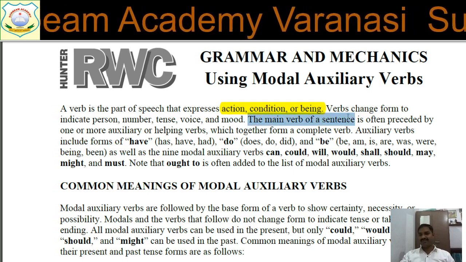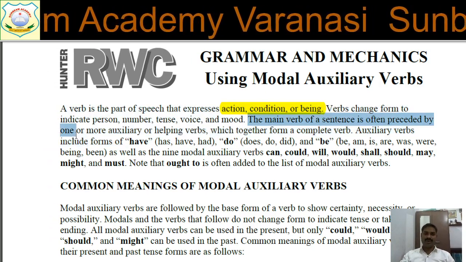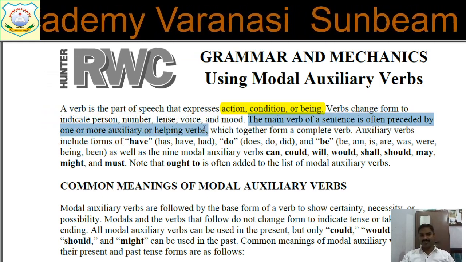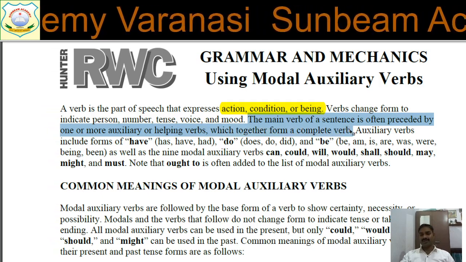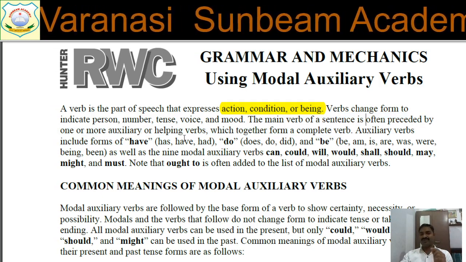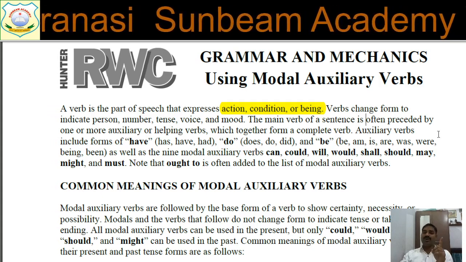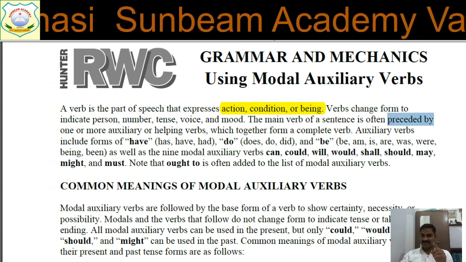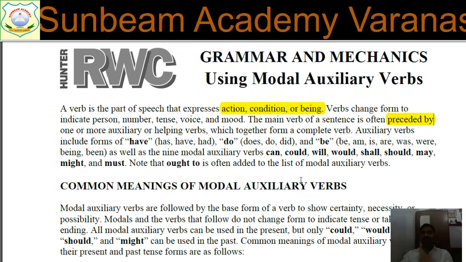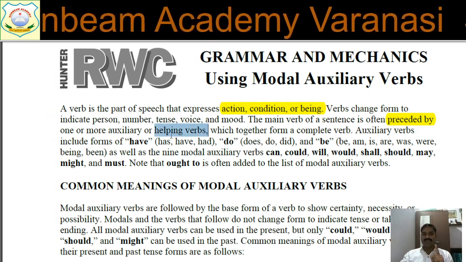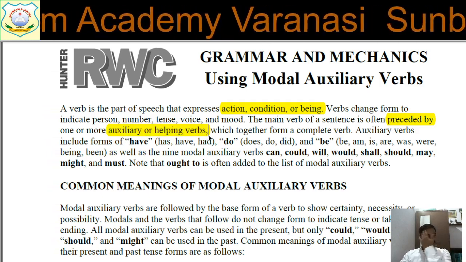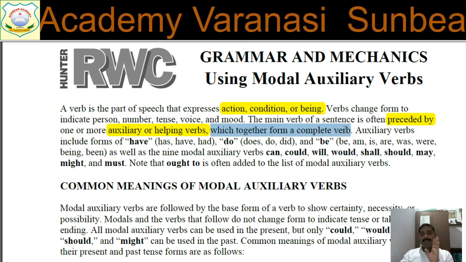Next is, the main verb of a sentence is often preceded by one or more auxiliary or helping verbs which together form a complete verb. Whenever you make use of a main verb, there comes before it another verb, and it is a helping verb, children. It is the helping verb or auxiliary verb which helps the main verb. Together they form a complete verb.